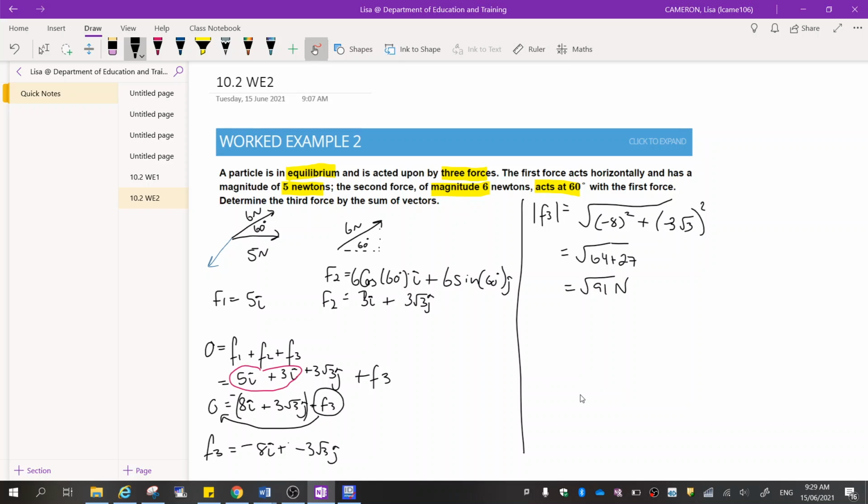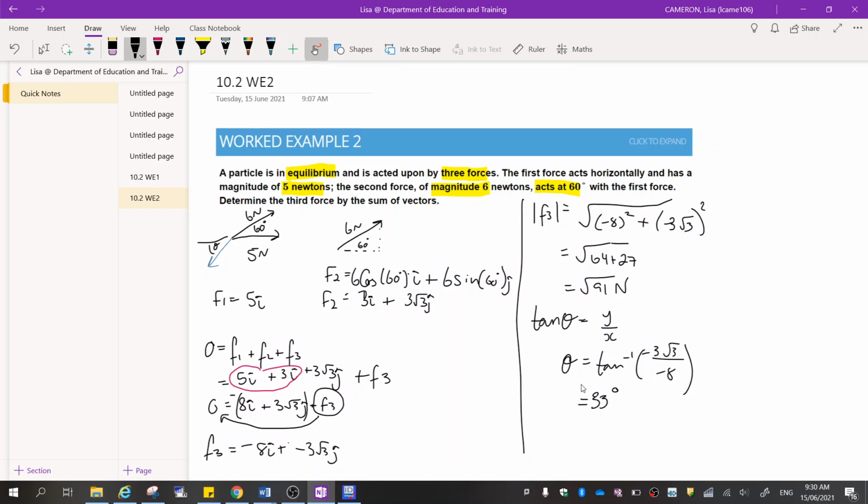Okay, next thing we're going to do is work out the angle that it's acting on. Now, again, I'm looking at the angle that it's making with the x-axis, so I'm going to be looking for that one in there. So tan theta equals y over x. So then theta equals the inverse of tan, and our y component for our third force is -3 root 3 divided by -8. Now, when I put this in the calculator, it's going to give me an angle of 33 degrees.